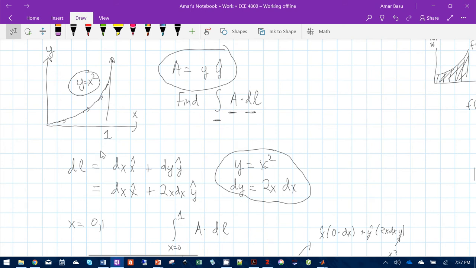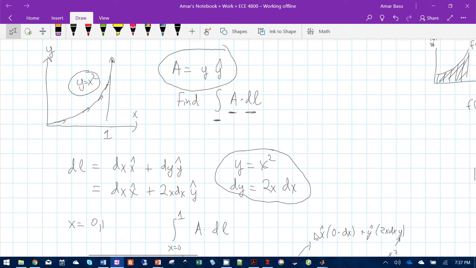What we're doing here is saying dl is equal to dx times x hat plus dy times y hat. This is the definition of what dl is in Cartesian coordinates. But here we are substituting. This is the key trick, secret sauce, if you will. We are substituting so that everything is in terms of x. So you just have dx times x hat plus 2x dx times y hat. And we used these relationships here to do that.